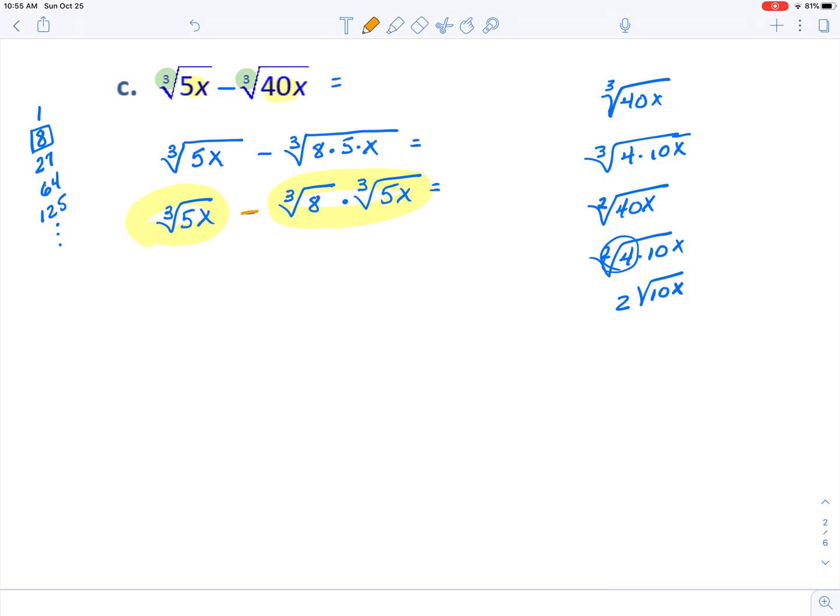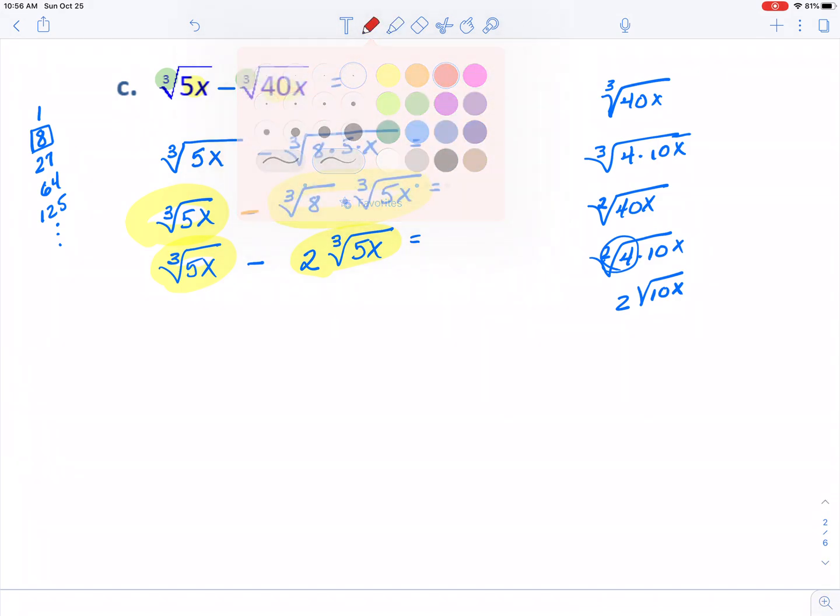All right, so in the second term, the cube root of 8 is 2. Leave the cube root of 5x, leave the minus, leave the cube root of 5x. All right, so now I have 2 terms. Here's the first term, here's the second term. They both have an index of 3, they both have a radicand of 5x, and there's one little trick here.